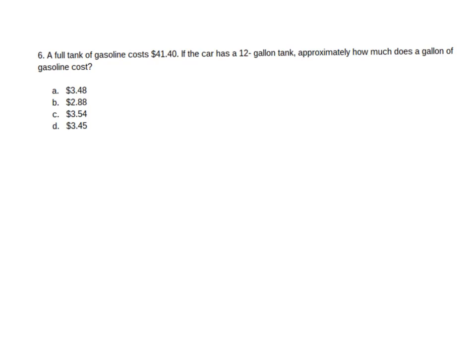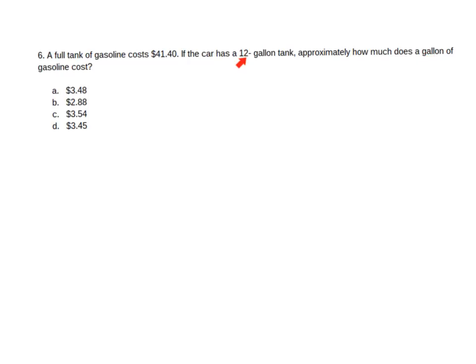A full tank of gasoline costs $41.40. If the car has a 12-gallon tank, approximately how much does a gallon of gasoline cost? So let's look at this problem. A tank of gasoline costs this much, and the car has a 12-gallon tank. That means it holds 12 gallons. They want to know how much a gallon costs. So we want to know how much each gallon costs.